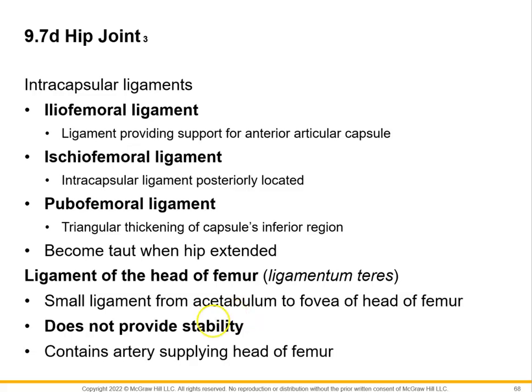What it does is it contains an artery that supplies the head of the femur, and it also contains proprioceptors, which are mechanoreceptors that can sense changes in position. So it gives the brain feedback on the position of the hip joint.